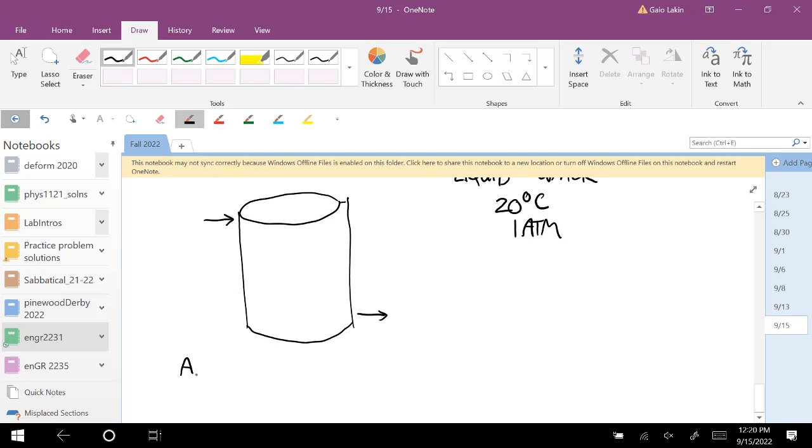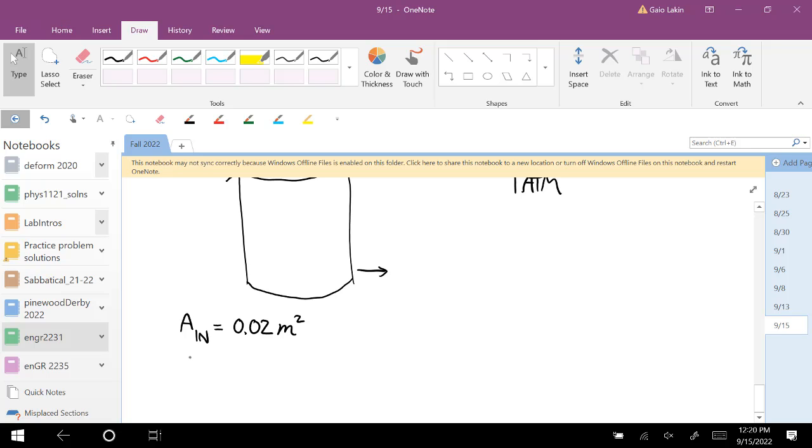Let's say that at the inlet, the area of the opening is 0.02 meters squared, and the speed of the water coming in is 3 meters per second. That always has to be an average speed because, as water comes in through a tube or an opening or whatever, at the edges it's moving really slowly, in the middle it's moving faster. So this V is always talking about an average flow rate.